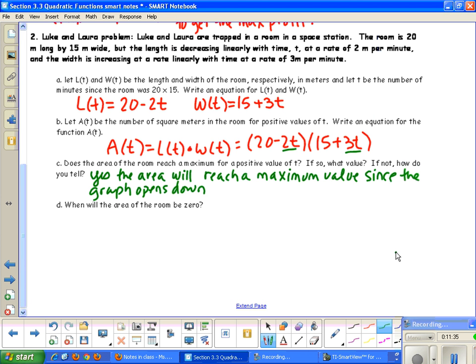So the vertex is (2.5, 337.5). So it reaches a maximum value at 2.5 minutes.